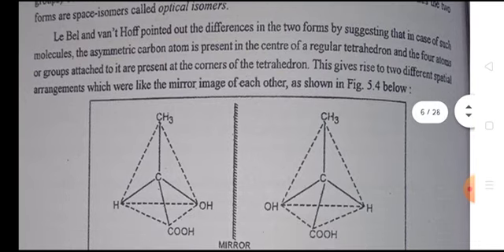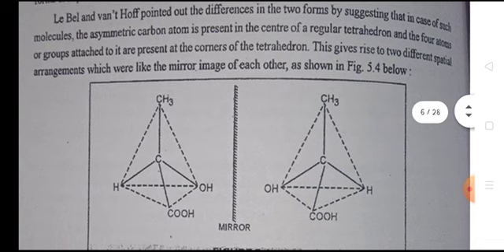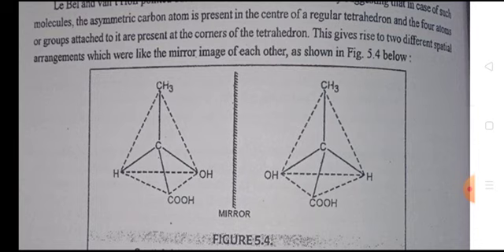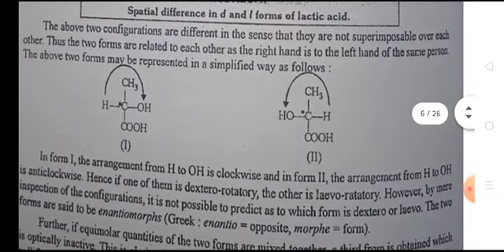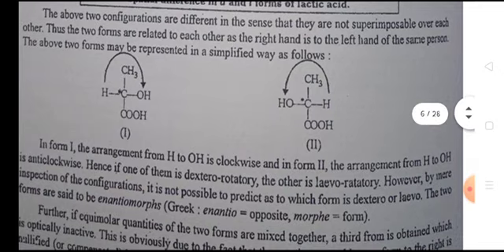Le Bel and van't Hoff pointed out the difference between the two, suggesting that in the case of such molecules, the asymmetric carbon atom is present at the center of a regular tetrahedron and the four atoms or groups attached to it are present at the corners of the tetrahedron. This gives rise to two different spatial arrangements which are like the mirror image of each other. The two configurations are different in the sense that they are not superimposable over each other. Thus, the two forms are related to each other as the right hand is to the left hand of the same person.